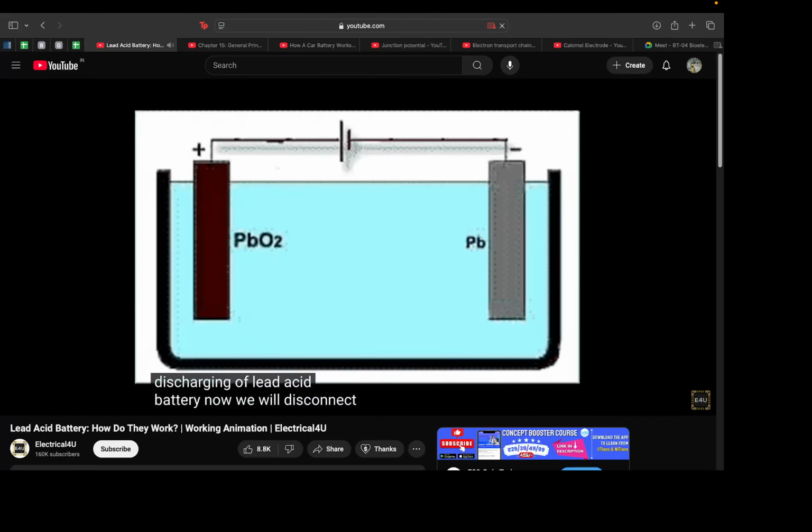Now we will disconnect the load and connect the lead sulfate covered lead peroxide plate with the positive terminal of an external DC source and the lead peroxide covered lead plate with the negative terminal of that DC source. During discharging, the density of sulfuric acid falls, but there is still sulfuric acid in the solution. This sulfuric acid also remains as positive hydrogen ions and negative sulfate ions in the solution.